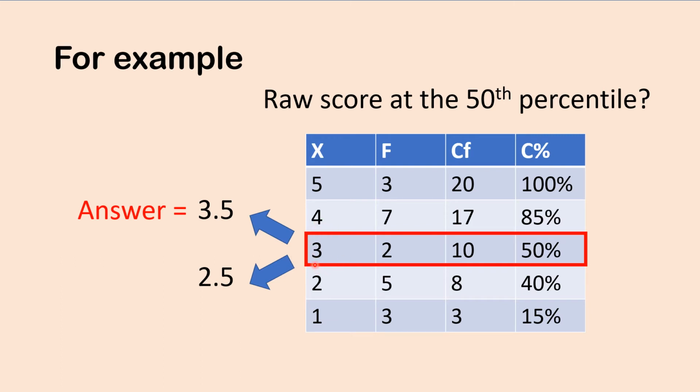But remembering that this value of 3 is not a single data point and represents a range of values from 2.5 to 3.5. So the answer in this situation isn't 3, but the answer is actually 3.5. So a raw score at the 50th percentile is actually 3.5.